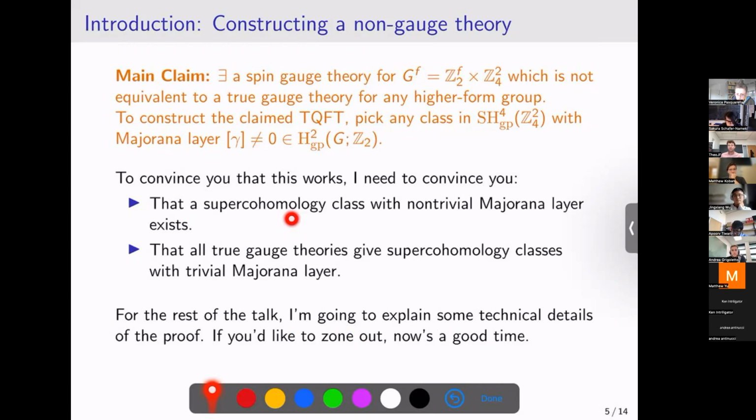Sorry, I have a simple question. Is your notion of gauge theory equivalent to saying that the TQFT has gapped boundaries? All of my TQFTs are... My definition of a true gauge theory was that I'm only doing finite groups, and so a true gauge theory was something that admits a Lagrangian description in terms of a finite, possibly higher form group, and then the path integral literally integrates over G bundles and not some more complicated twisted G bundles.